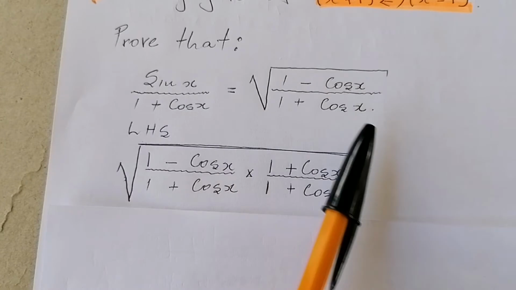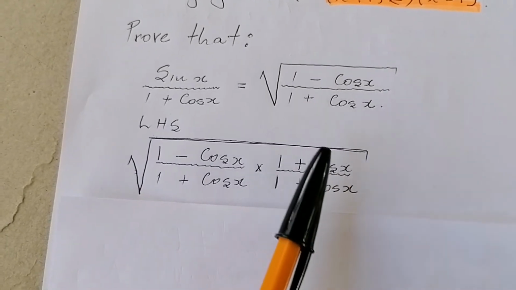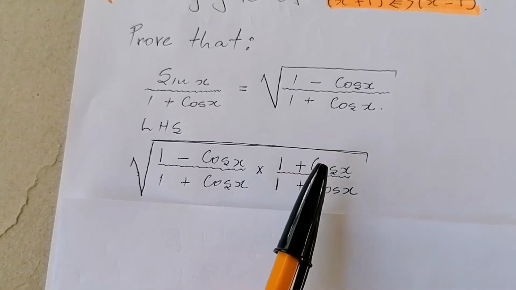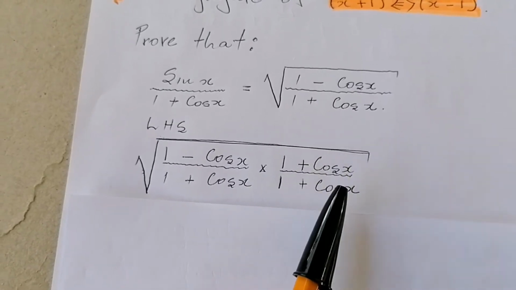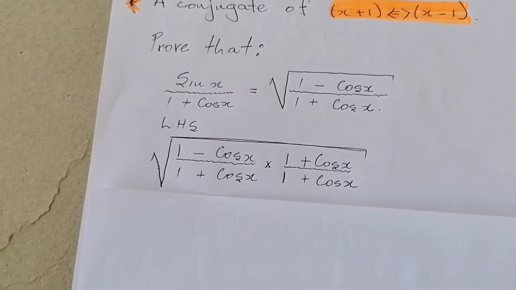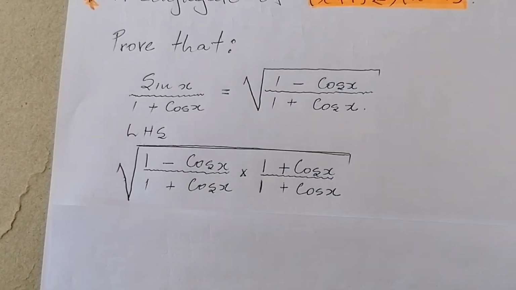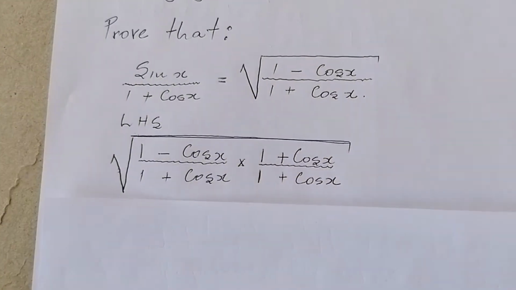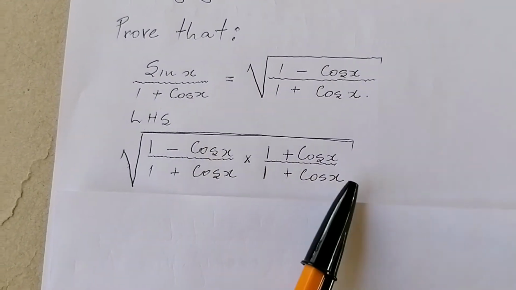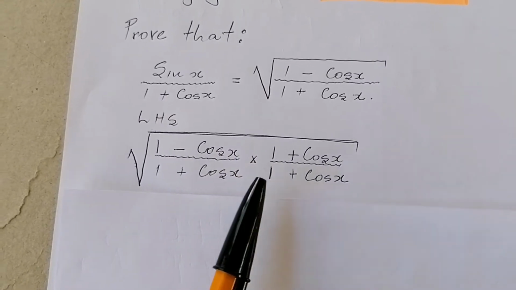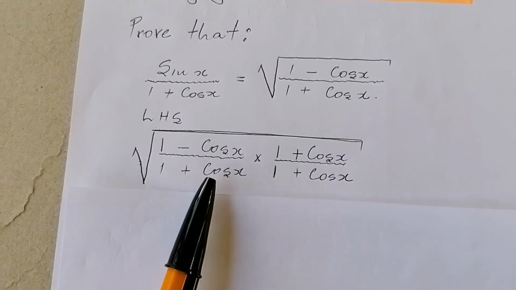Now, for us not to change what we were given, we need to multiply this by 1 plus cos x divided by 1 plus cos x. Remember, 1 plus cos x divided by 1 plus cos x is just equal to 1. It means that we are multiplying this by 1. Any number multiplied by 1, the product will always be that number.